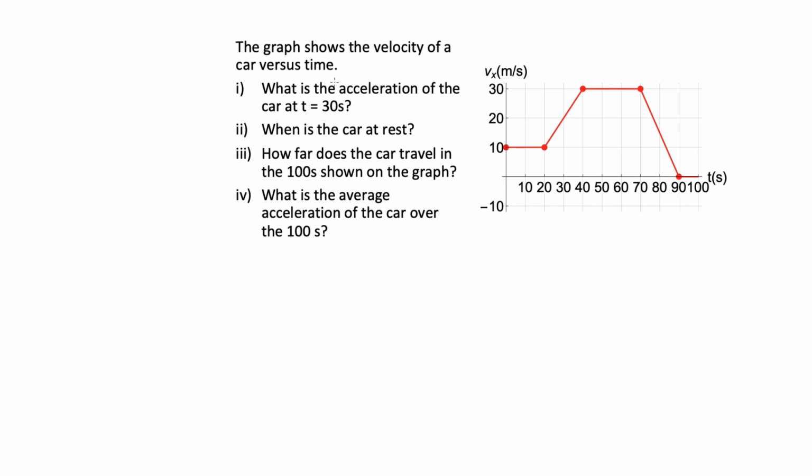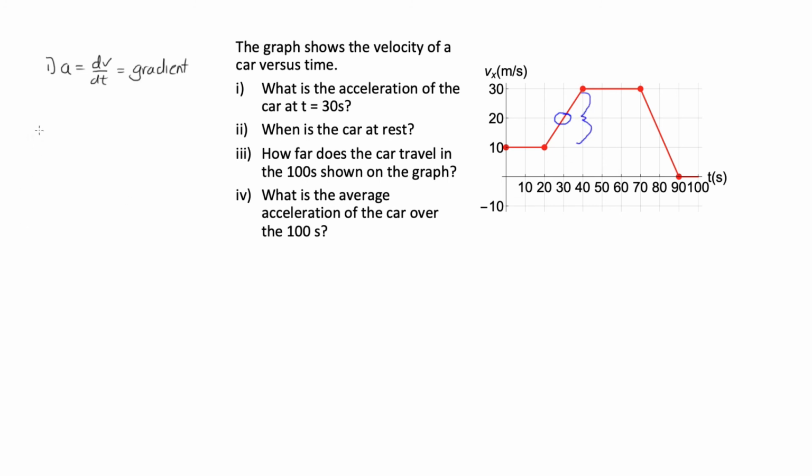The graph shows the velocity of a car versus time. We're asked, what is the acceleration of the car at t equal to 30 seconds? So at 30 seconds, we need to know the acceleration here. In order to do that, we can use that the acceleration is equal to dv/dt, which is just equal to the gradient. So we need to work out the gradient of this part of the graph here.